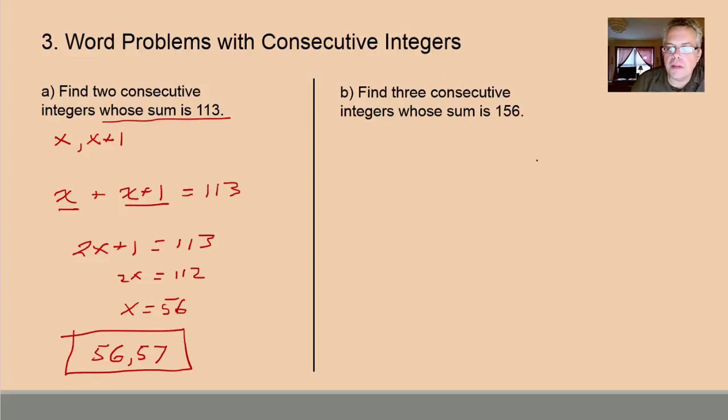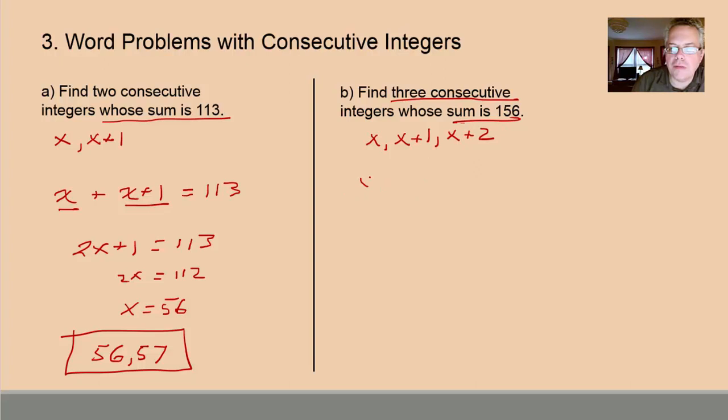All right, example B. Find 3 consecutive integers. So x is the first one, x plus 1 would be the second one, and if I add one more time, I'd have x plus 2. Okay, it's going up by 1 every time. So maybe it's 4, 5, 6, or 10, 11, 12. All right, so whose sum is 156.